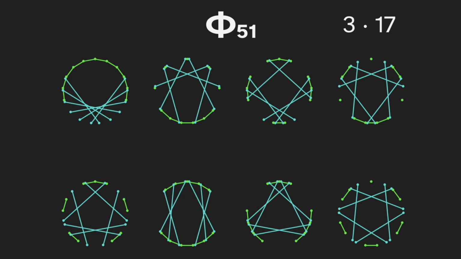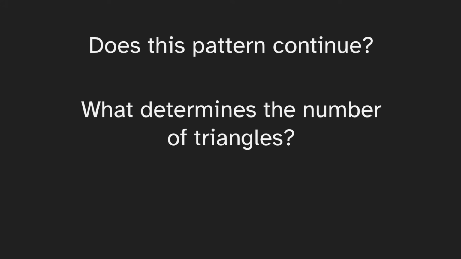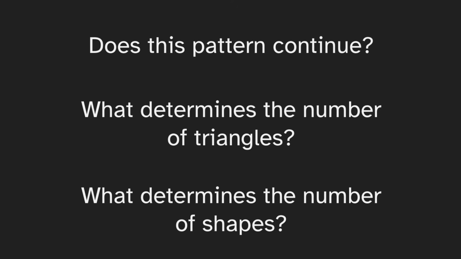So now we have some questions. Does this pattern continue? Do we always get related shapes that have a p-gon and a bunch of triangles? And if we do, what determines the number of triangles? And what determines the number of shapes? The top 2 questions we can answer fairly simply, and we'll do those together.